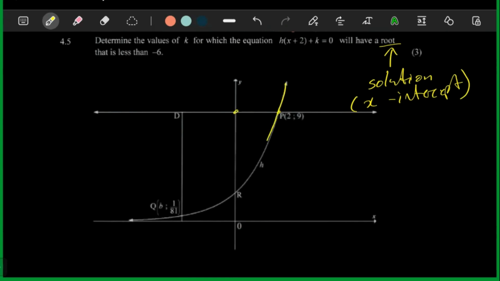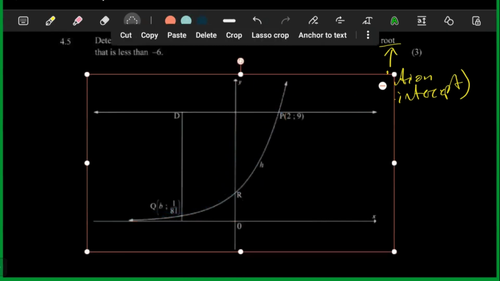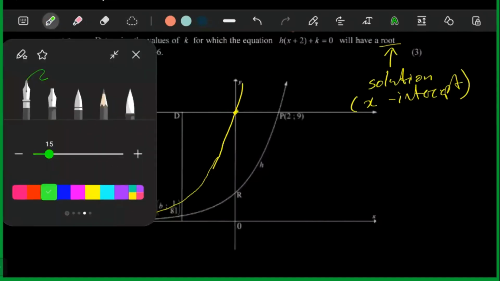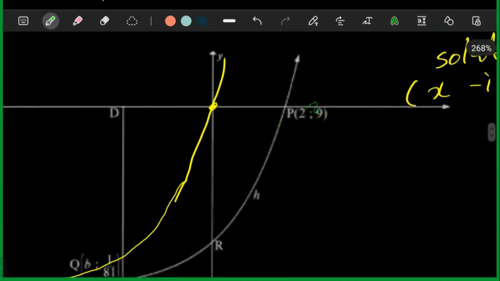So let's see here. The original graph looks like this, right? So if you move it 2 units to the left, it's going to look like that. So this is what our graph looks like after it has been moved 2 units to the left. Let's just take note of certain key elements of this graph that has been moved.